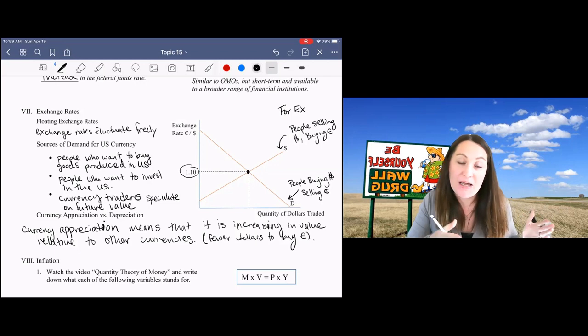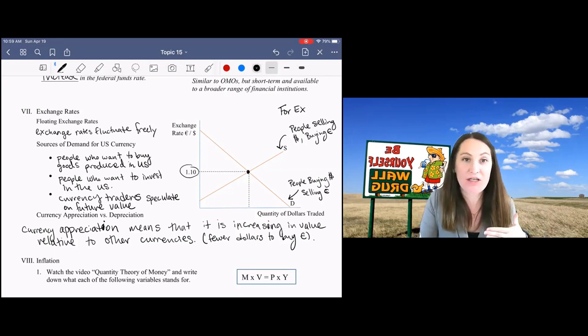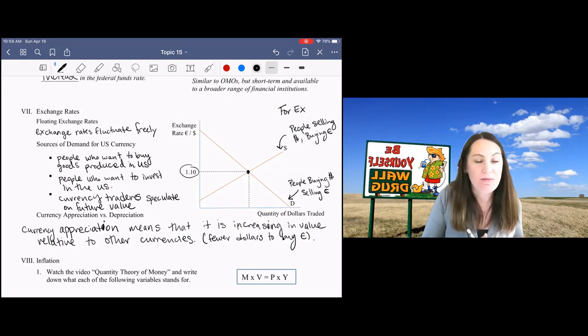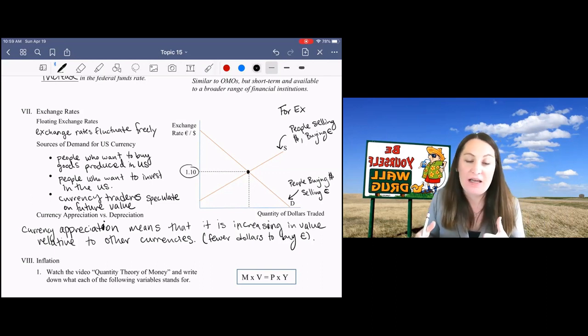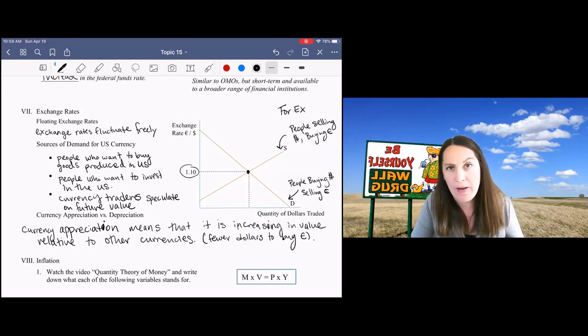All right, good. And then depreciation, currency depreciation would be the opposite. It would mean that it would take more dollars to buy each euro, or fewer euros to buy each dollar, as the dollar becomes less valuable relative to the euro. All right, good. So that's it, really. That's all I really want you to know about exchange rates. We are going to return to talk about exchange rates in the next topic. So just trying to give you a little bit of a background here.